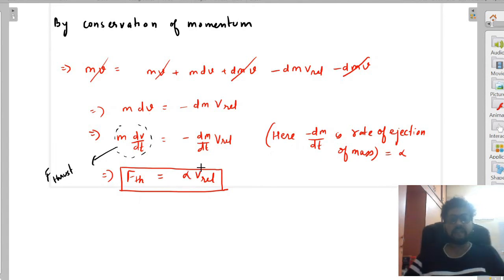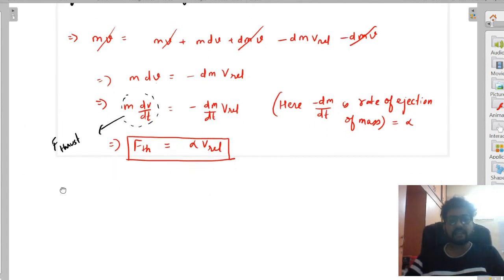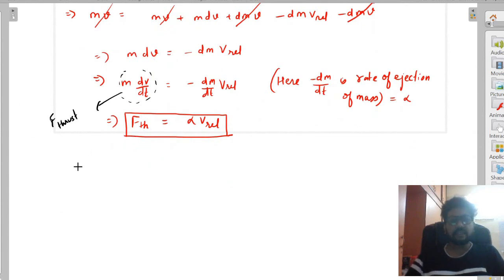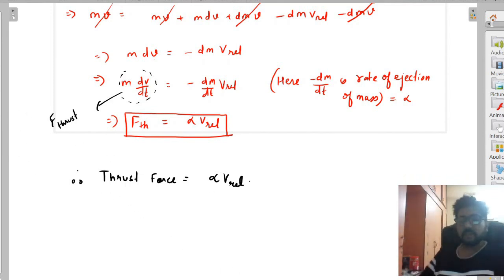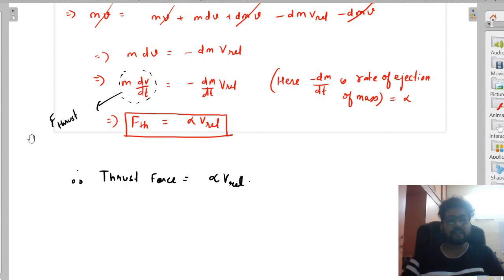So we have derived the relation that thrust force is equal to alpha multiplied by v relative. Thrust force is equal to alpha multiplied by v relative.